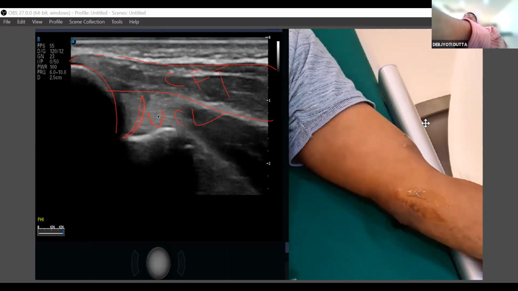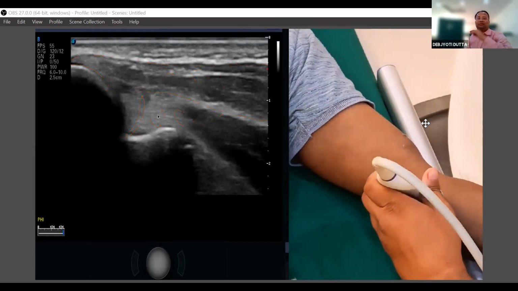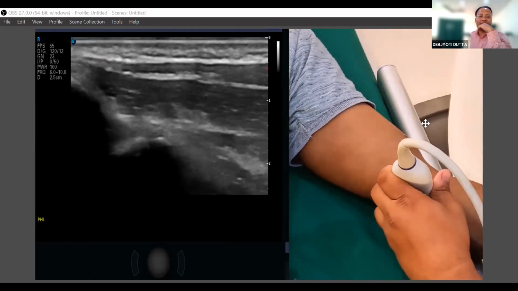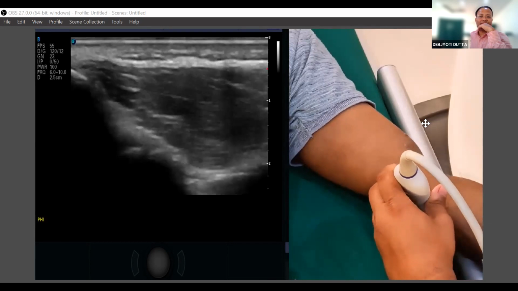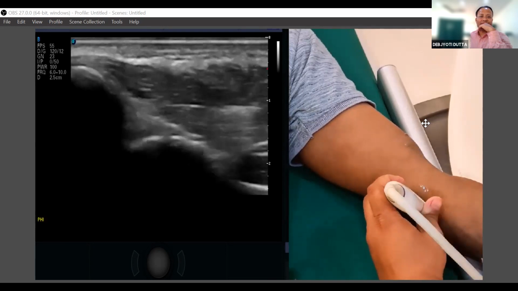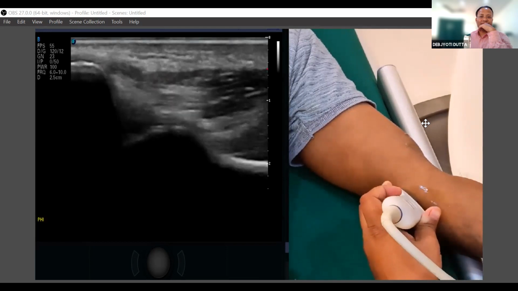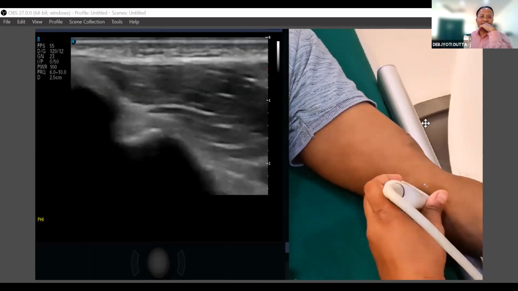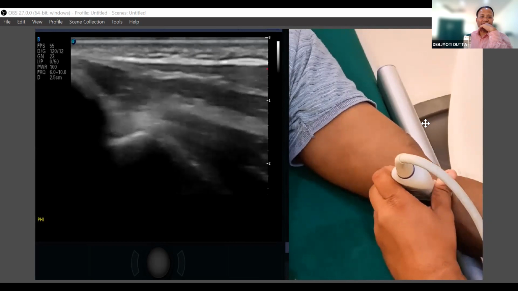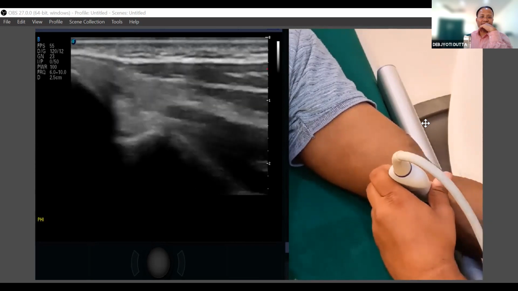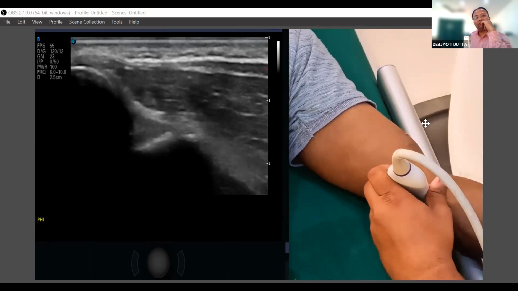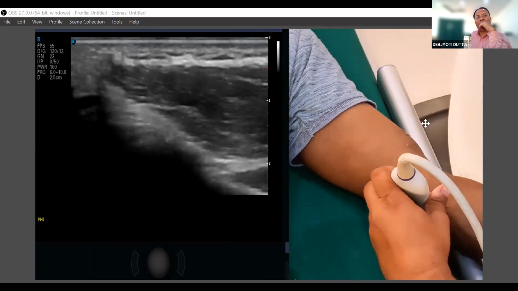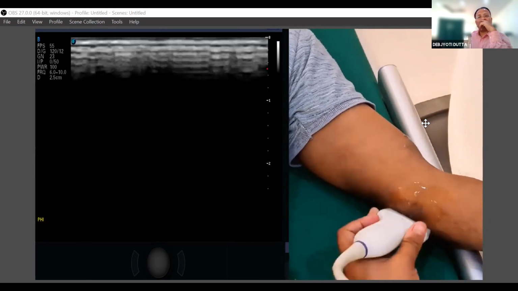Similar way, but here, as I have told, they are not at exactly the same plane. In this portion, you are able to see more of muscle. As we move the lower part of the probe slightly towards the posterior side, then we will be able to see more of the tendon portion. Sorry, more of the ligament portion. So they are not exactly at the same plane. Now you are able to see a little more portion of the ligament. So that was all about this part.